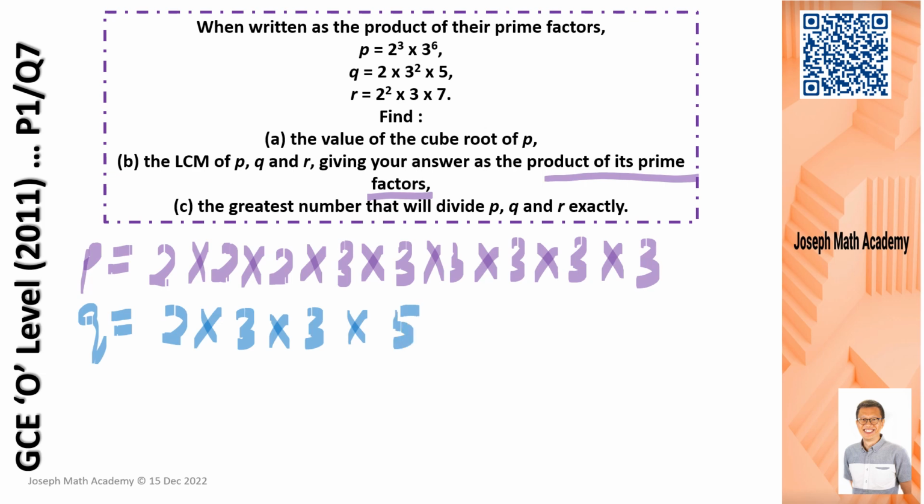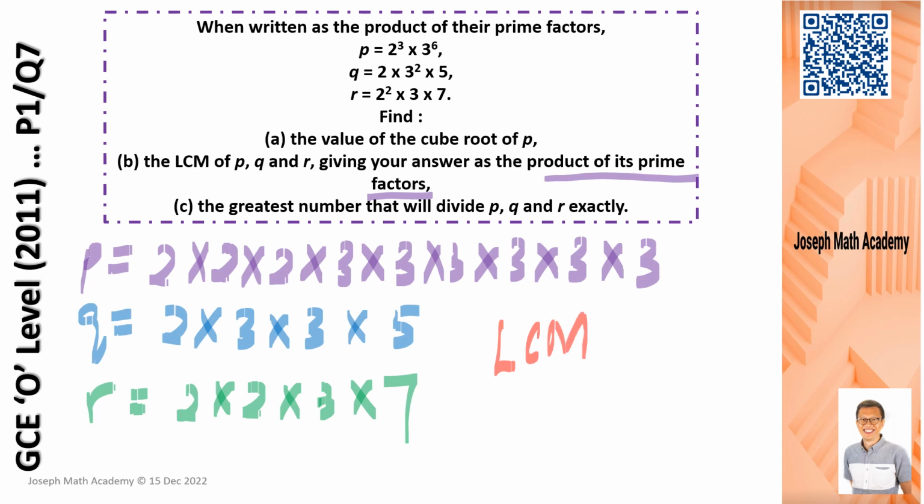I've written P already. I'm going to write Q, done. I'm going to write R. I hope I have not got extra values or fewer values. So let me take a quick check. P is equal to 2 to the power of 3, yes I have, and 3 to the power of 6, yes I have. And Q is equal to 2 times 3 squared times 5, yes I have. And R is equal to 2 squared times 3 times 7. Okay, excellent. Now to get its LCM, we must compare all three.